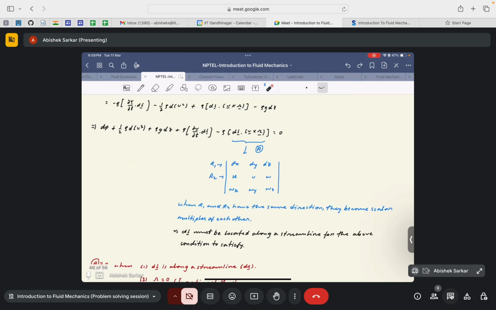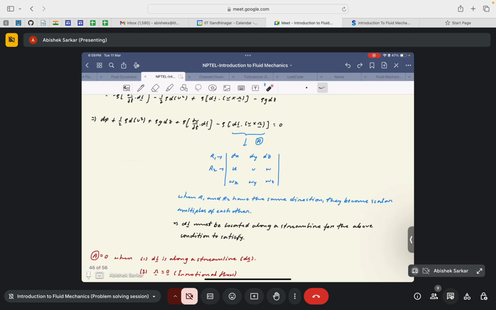Okay, for example, if we just simplify this term, it's basically the scalar triple product of dl, v and omega. Okay, so I will just write the term. I will leave it to you as an exercise to understand what a scalar triple product is.